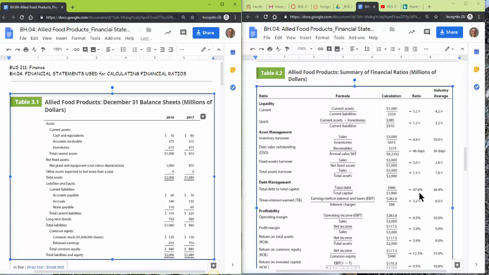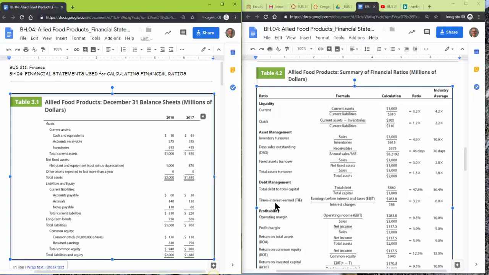This means that Allied Food Products in the future will have a more difficult time finding additional financing if it needs it. Usually when a business has a ratio that goes above 50-50, lenders take a critical eye at the company's ability to pay off that debt and become more resistant to lending as freely as they did before.